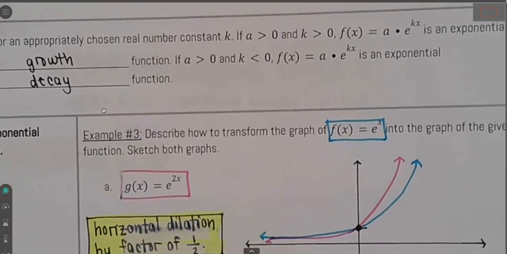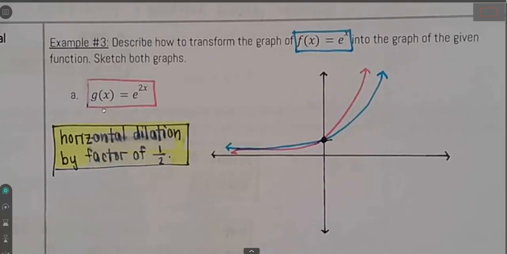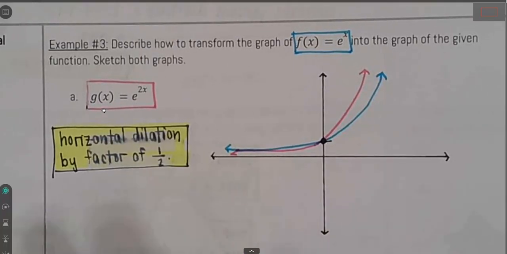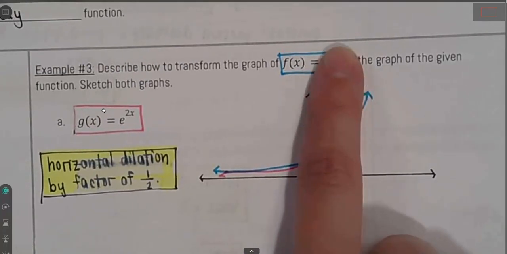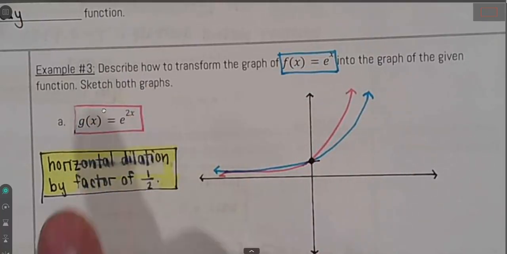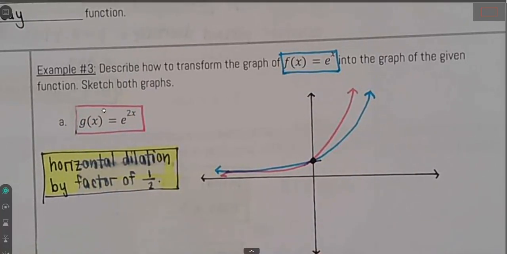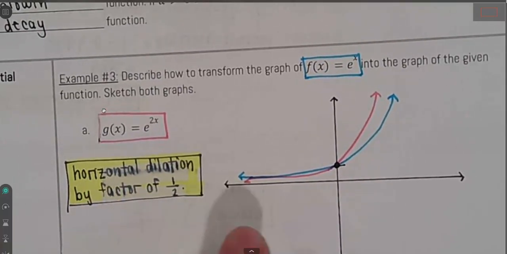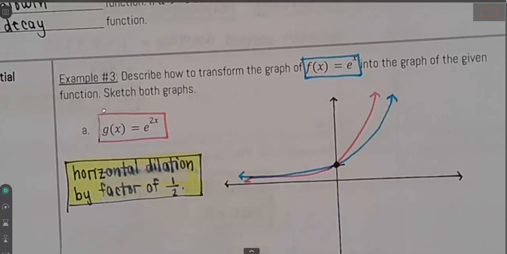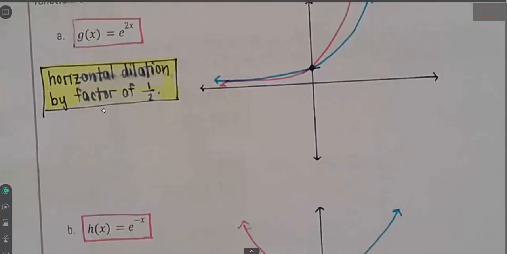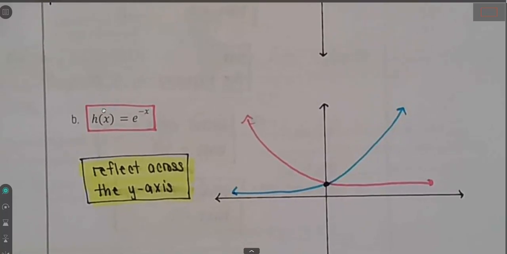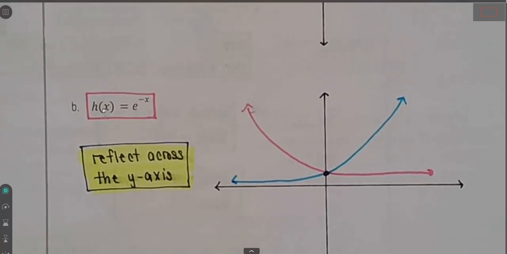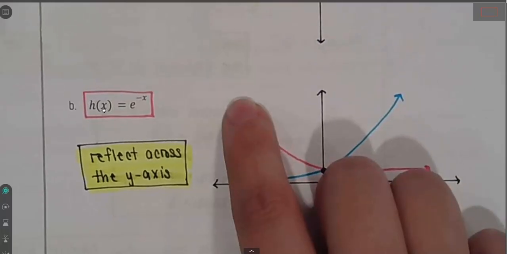Okay, so describe how to transform the graph of f of x equals e to the x into the graph of the given function, then sketch both graphs. Sorry for the smudging there. All right, so in each of these cases, this graph is in blue and this graph is in pink. You're also welcome to graph it on your calculator so you can see a little bit more clearly. This has a horizontal dilation by a factor of 1/2. There's blue, there's pink. This one is a reflection across the y-axis. Here's e to the x, here's e to the negative x.